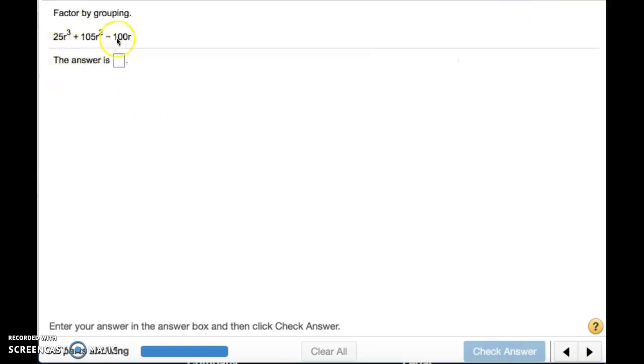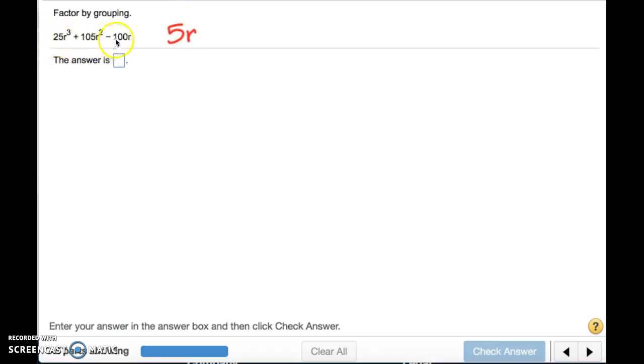Right, so in this example, we're going to continue working through the same process. 25r to the third, 105r squared, and 100r. Well, all of those numbers are divisible by 5, and they all have an r. So the first thing that I'm going to do is factor out 5r.